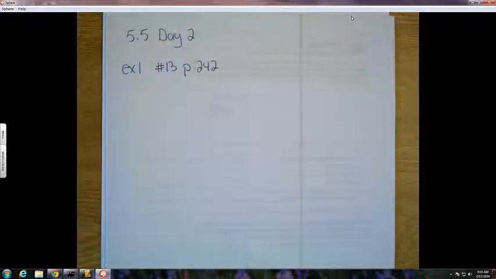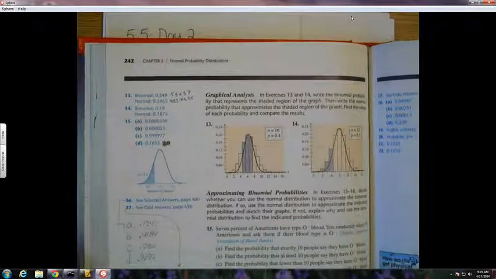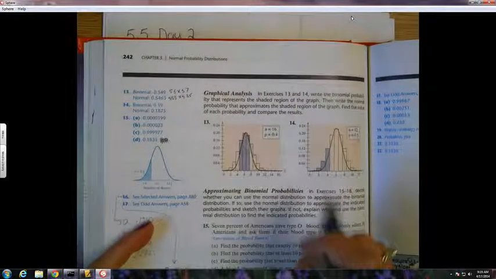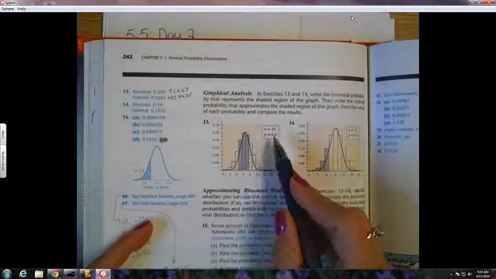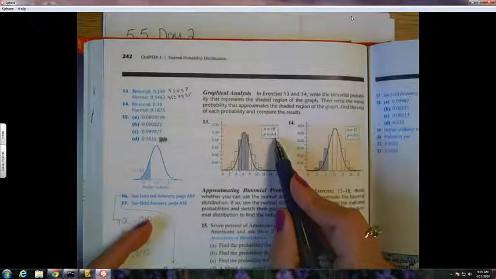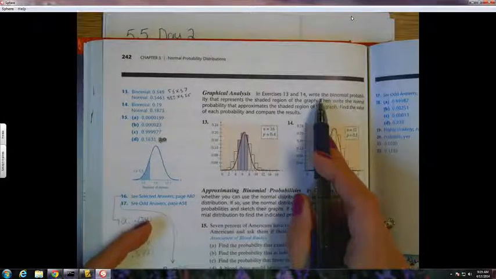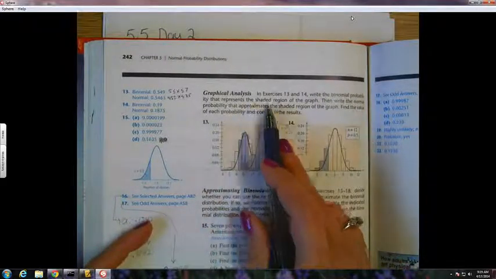I'm starting. Zip it. Okay, the one we're going to do together is number 13 from your book, so that you actually know how to do 14 when I assign it today. You don't need your book open because I'm going to show you. They're showing you a shaded region here, how many trials you're doing, and the probability of success. It says write the binomial probability that represents the shaded region.